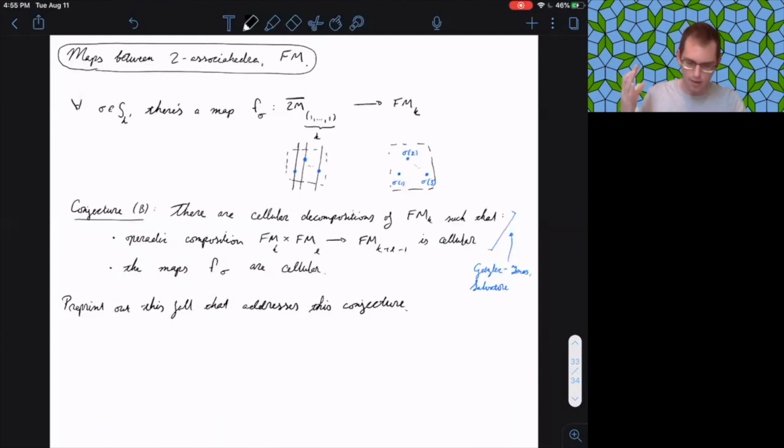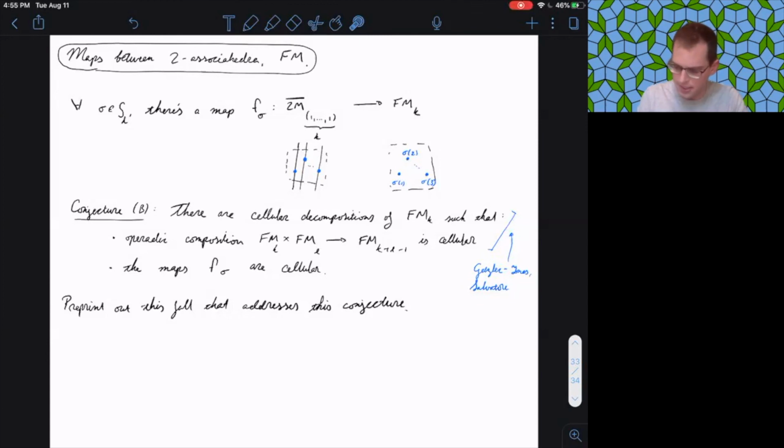And so a conjecture that I made a little while back is that there should be cellular decompositions of FM_k for all k, so that the operadic composition is cellular. And moreover, these maps between 2-associahedra and FM are also cellular. And I'm working on a preprint that should be out this fall that addresses this.